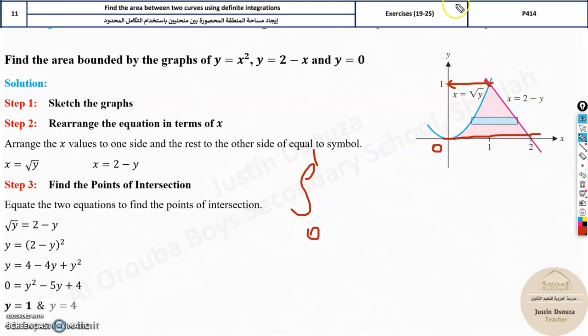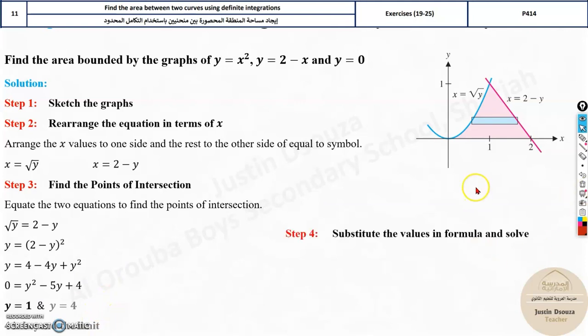We don't take 4 because 4 is another meeting point, but we have got this, we need just this area already, okay? So we take 0 and 1. And therefore 4 is beyond the limit, we ignore it. Now the last step is to substitute it in the formula and solve.